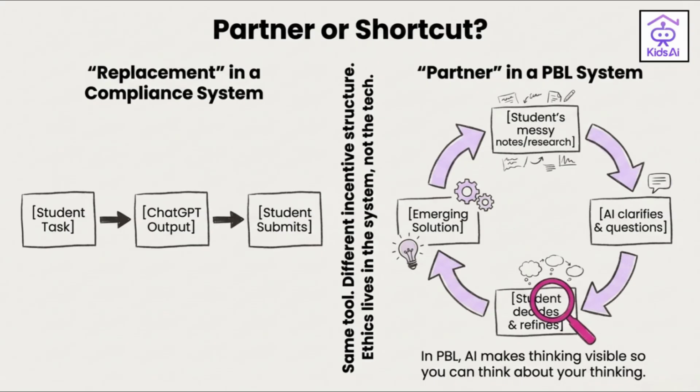Cal Newport notes on distraction and tools, tools are amplifiers. They amplify what you're trying to do. If you're trying to avoid thinking, they help you avoid it faster. If you're trying to think deeply, they help you do that. The tool isn't the issue, your intention is.